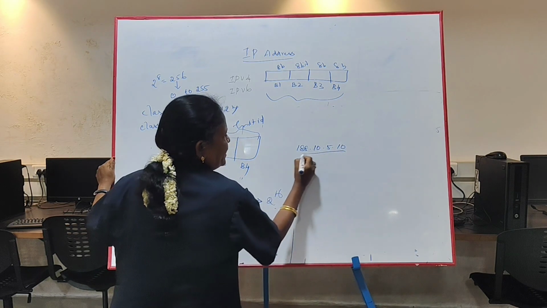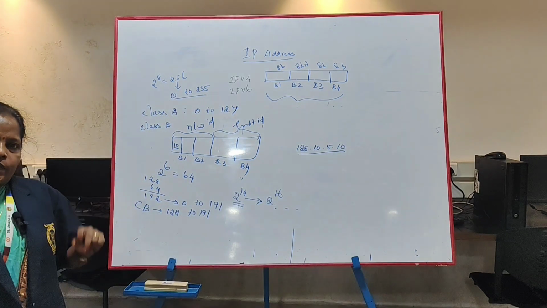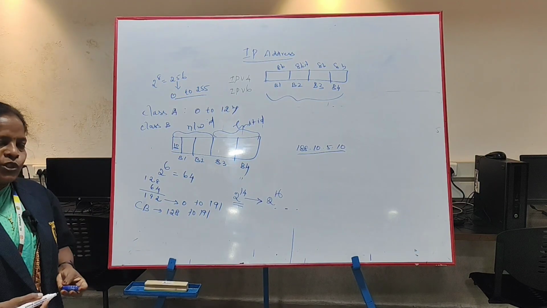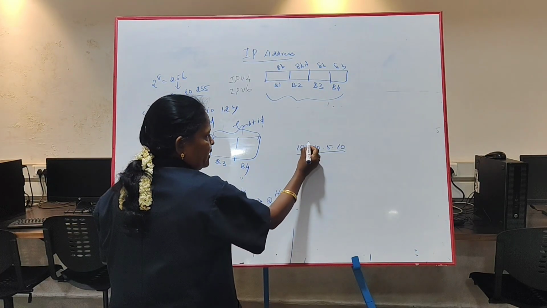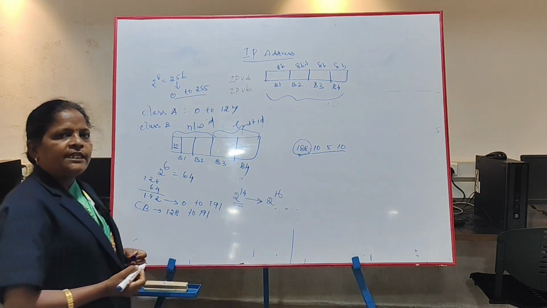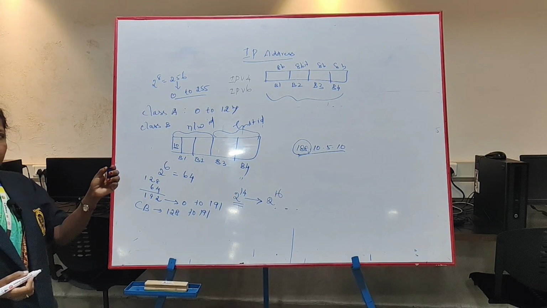Okay, say for example the given IP is, assume, 188.10.5.10. Identify the given IP as which class. Say for example this is the question. How to identify? From the first byte itself. From the first byte itself we can easily identify whether this is class A or class B.